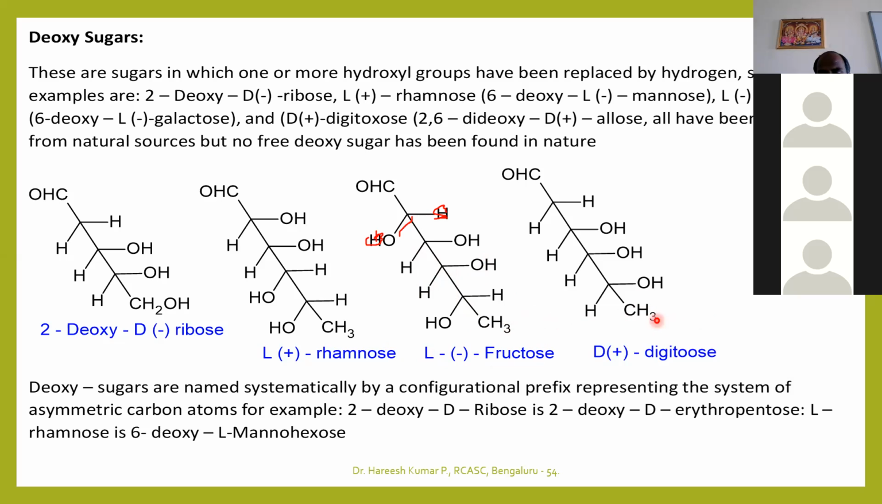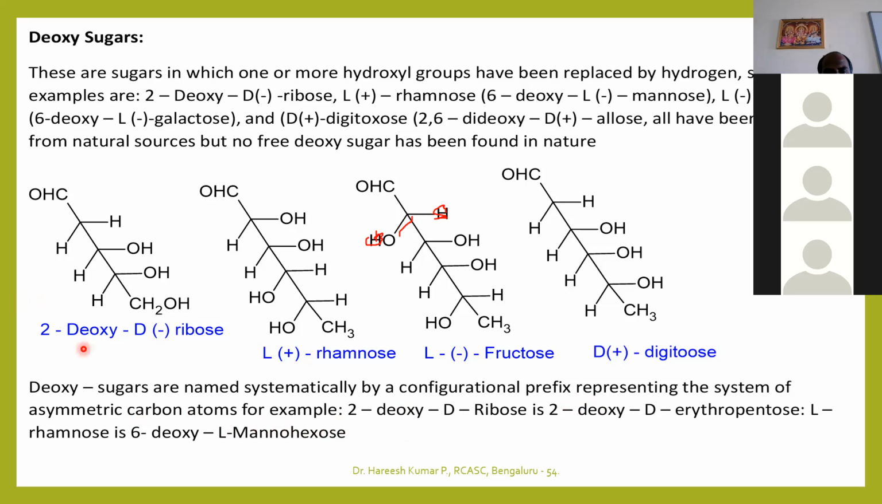Similarly, you can observe this other compound. The name of this compound is 2-deoxy glucose. Here you can observe that there is no hydroxy group. So overall, all these compounds are deoxy sugars. And one more thing, all these deoxy sugars are named systematically by a configurational prefix representing the systematic asymmetric carbon atom.